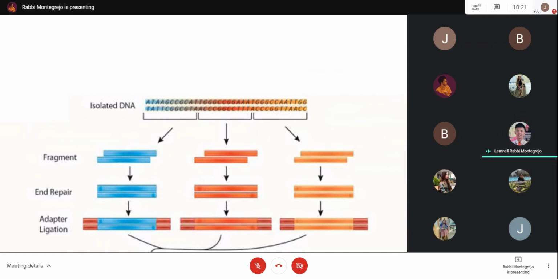And so there is a need to repair. In this case, the missing pairs are recovered, regenerated so as to produce even ends, para blunt na siya. And after that, adapters are attached or ligated to the 3' and 5' ends. Now, the adapters are essential because they are integral sa process ng sunod, which is the flow cell hybridization.